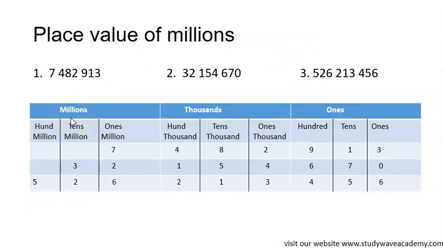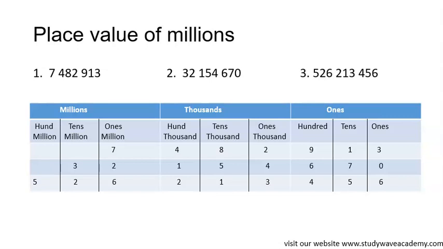Okay, so you have 526 million, 213,456. Do you understand this place value system? It's quite easy, right? So we now know how to place numbers in millions using this place value system, right?